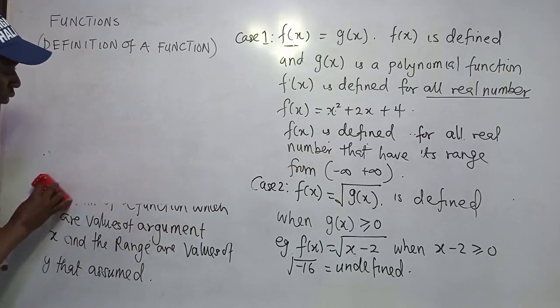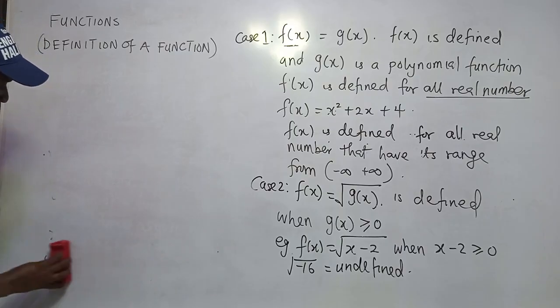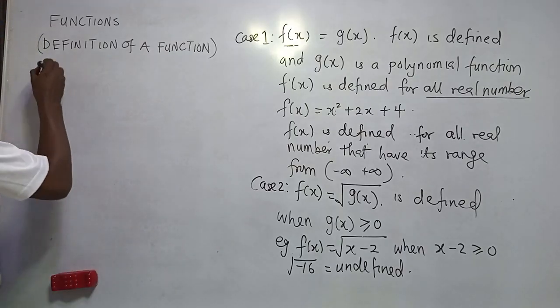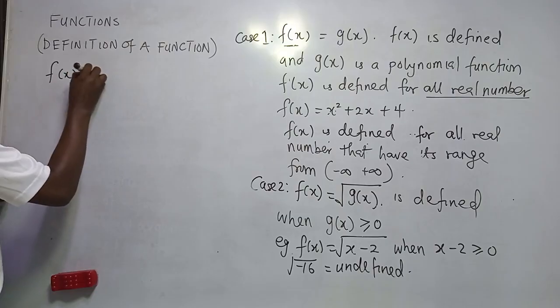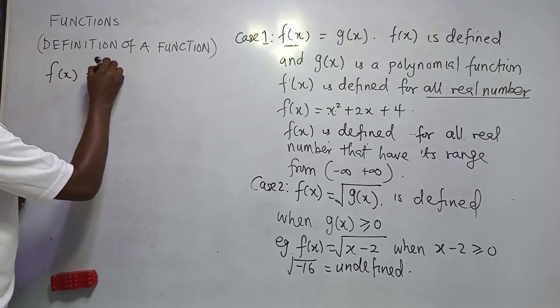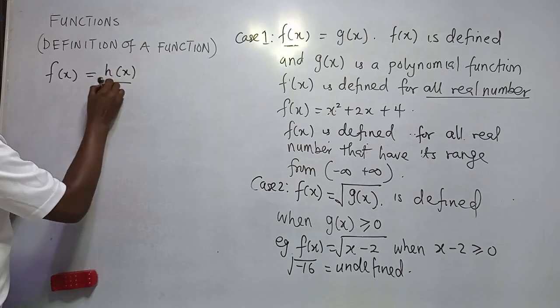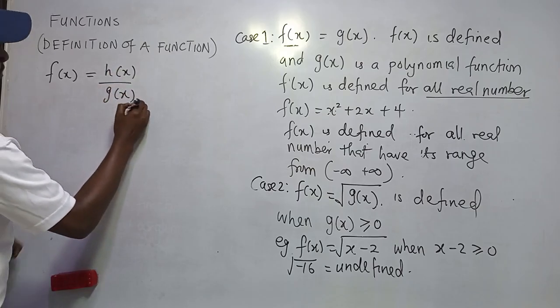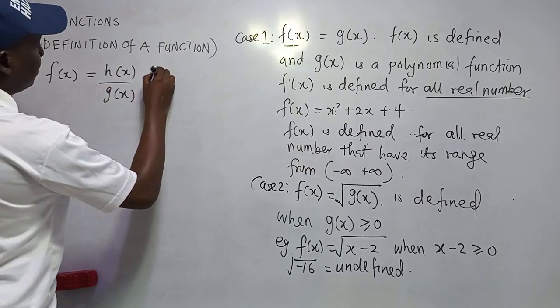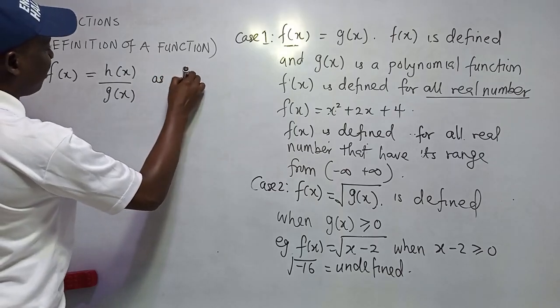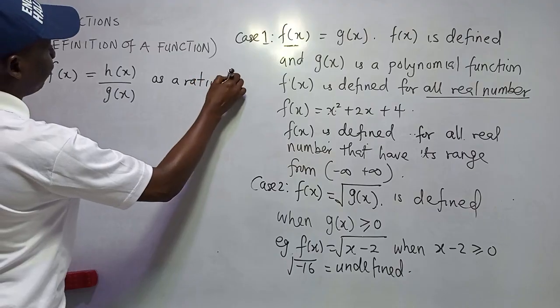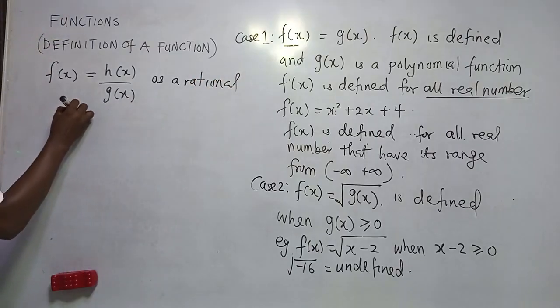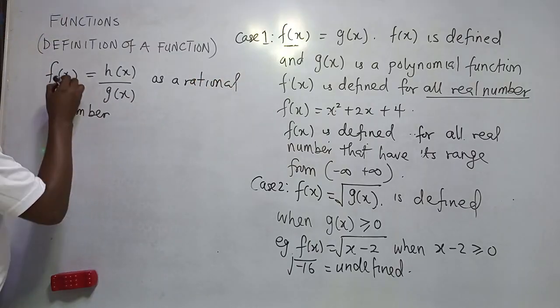Now let us look at case 3 of a function. If we are given a function like this, for example, h of x over g of x, this is a rational function. Case 3 now.